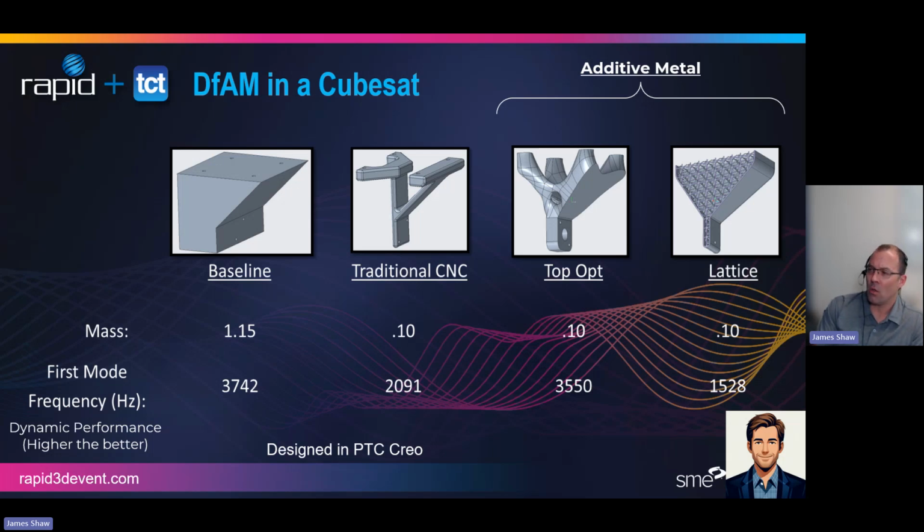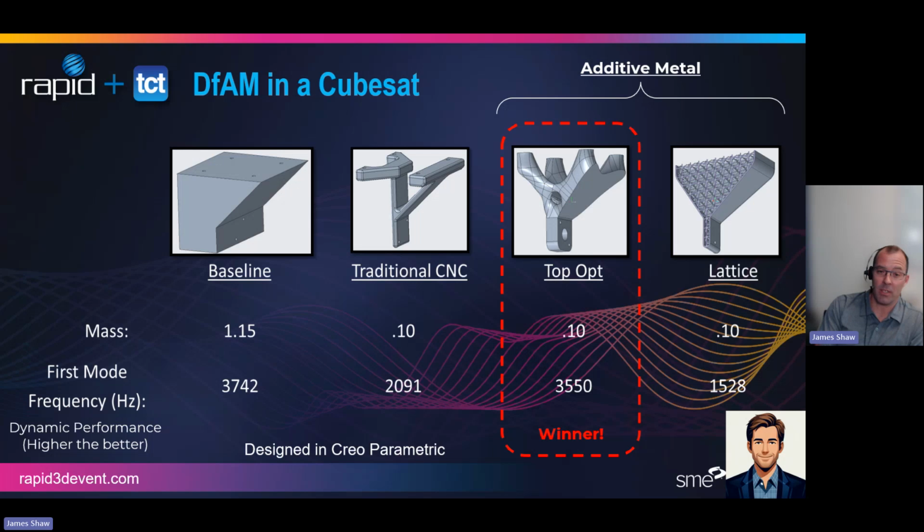And so that number, for those who aren't familiar, has to be as high as possible. Our baseline had a pretty high resonant frequency, almost 4 kilohertz, at 3,742. And that's using a human in a traditional CNC CAD environment, not bad. The lattice, not so much. This particular lattice was only able to get 1,500 hertz as its resonant frequency. The topology optimized design is almost as good as the original design.